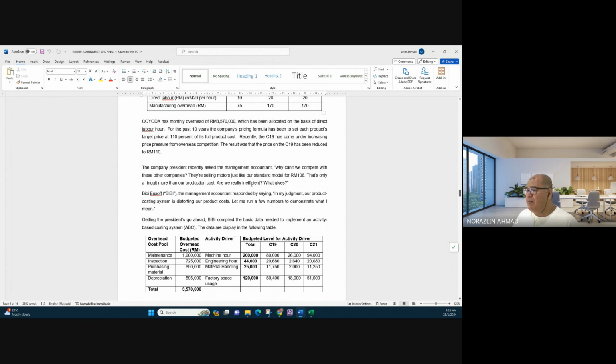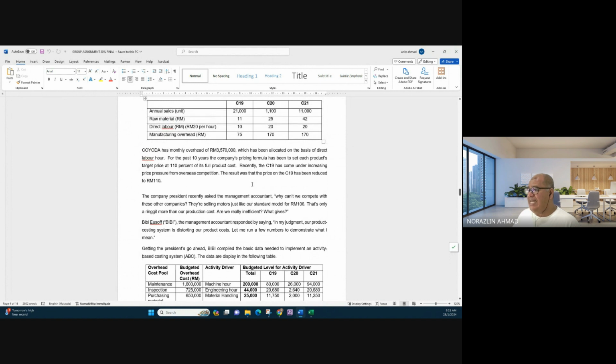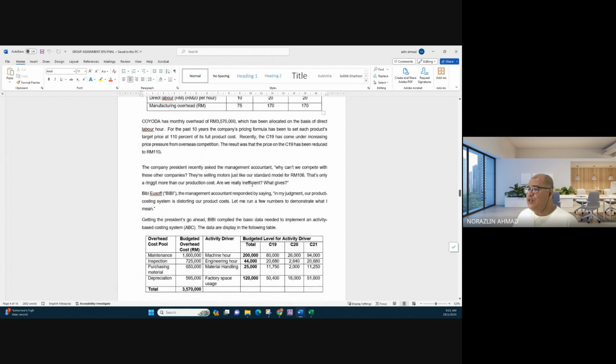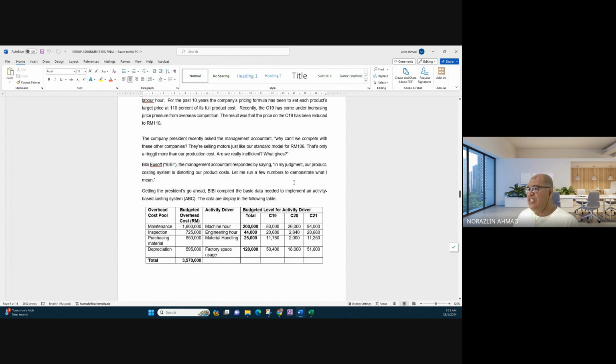That's only a ringgit more than our production cost, which right now is 105. Our total production cost is 105 for C19. Are we really inefficient? What gives? Yusuf, the management accountant, responded by saying, in my judgment, our product costing system is distorting our product cost. Let me run a few numbers to demonstrate what I mean.